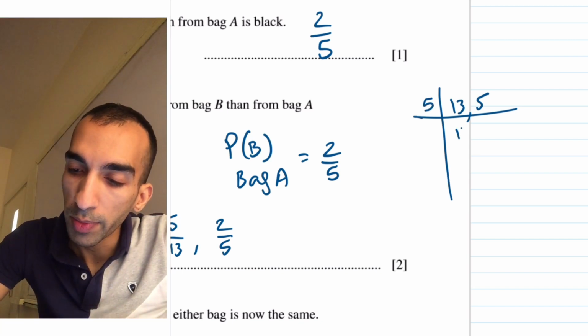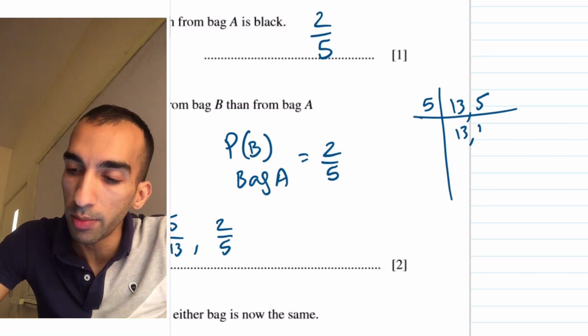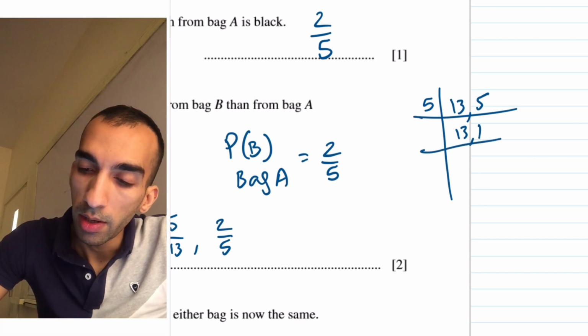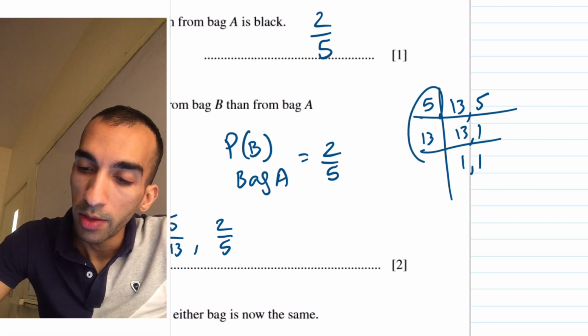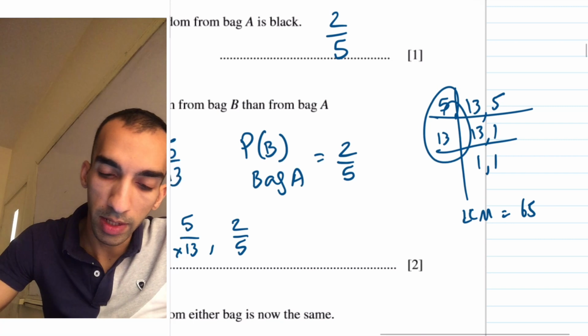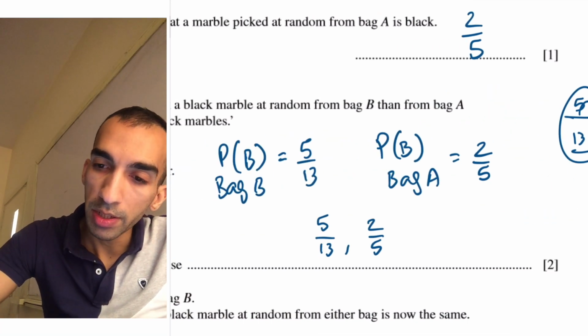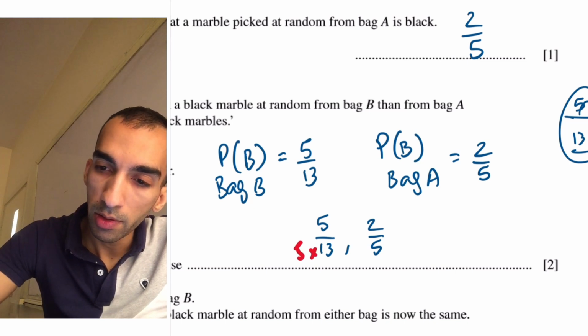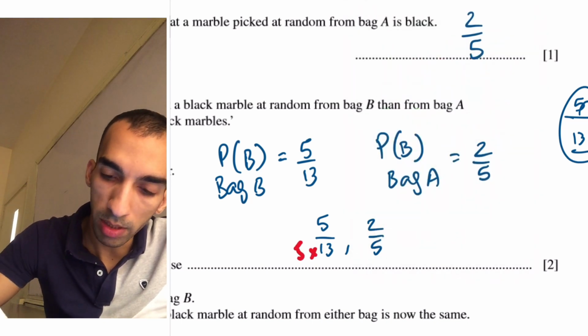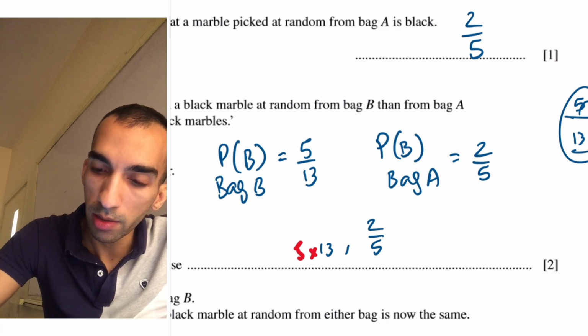So I'll divide it with 5. Now 5 doesn't fit into 13 any number of times. However, it does divide 5. And then I can choose 13, 1 and 1. 13 into 5 gives me my LCM, that's 65. Now what do I multiply 13 with so that it becomes 65? I'll multiply it with 5 over here, and I'll multiply it with 5 in the numerator as well.